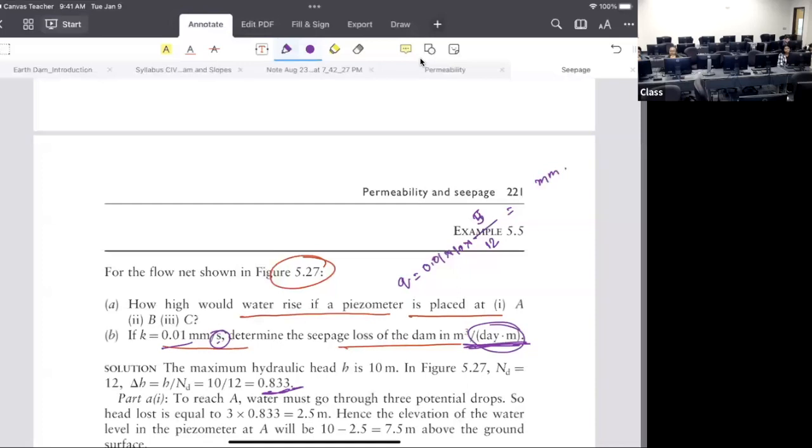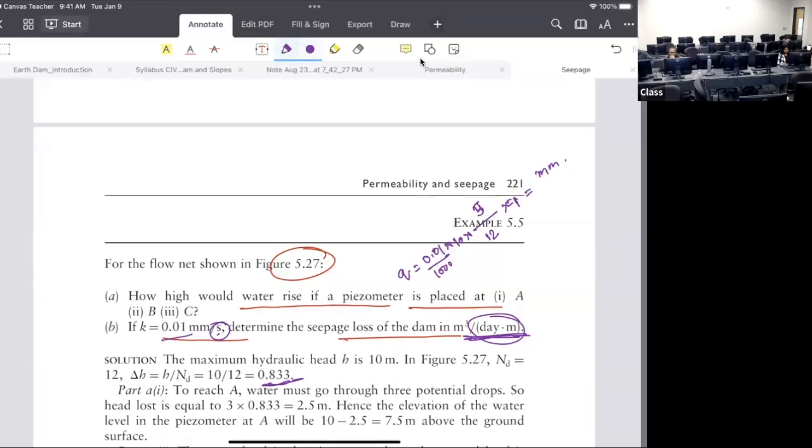Millimeter. So this millimeter we can convert into meter, so divided by 1000, right? So we get 1 meter, and then H is in meter, so this becomes meter square, right? And NF over ND, the unit length is 1 meter too. So this becomes meter cube, and the time is per second. So per second, we need to convert it into per day.